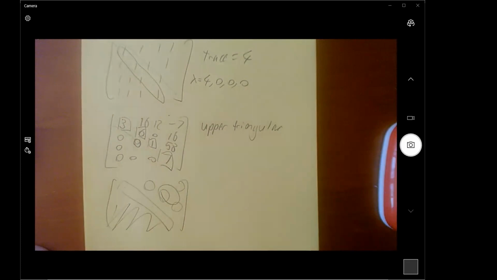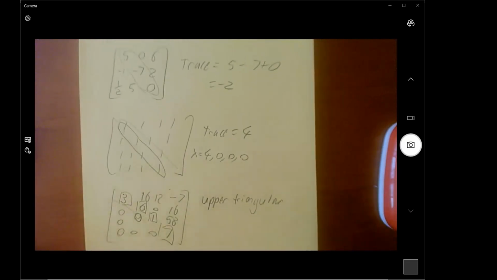And that's to do with how the determinant works when you do the lambda I minus A. But even if the eigenvalues aren't actually the numbers on the diagonal, whatever the eigenvalues are, they'll add up to the same answer as what these numbers add up to.